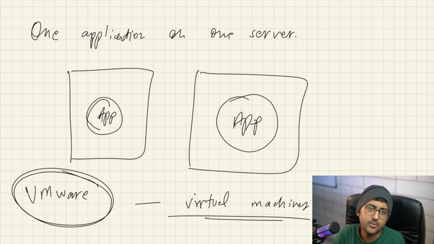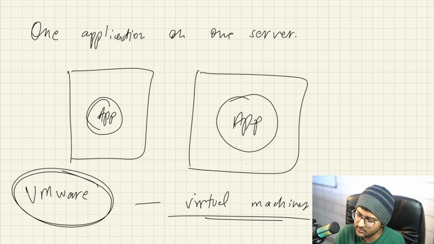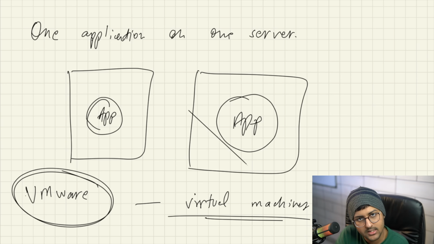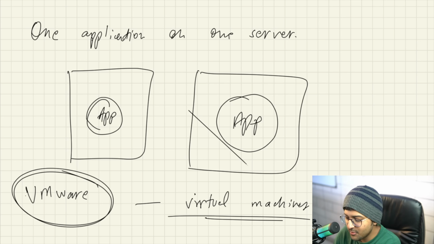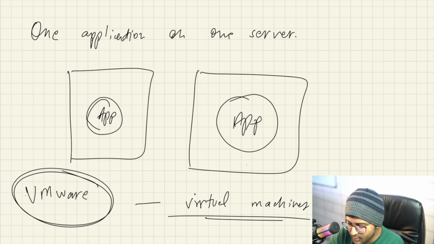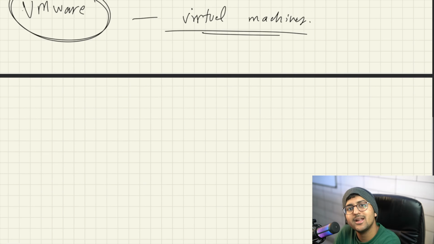Virtual machines solve this problem. In simple terms, you can run multiple applications on the same server. Okay, but there was a problem with this also. What was the problem? You may have heard about it or used it. The biggest problem here is that virtual machines require their own operating system.